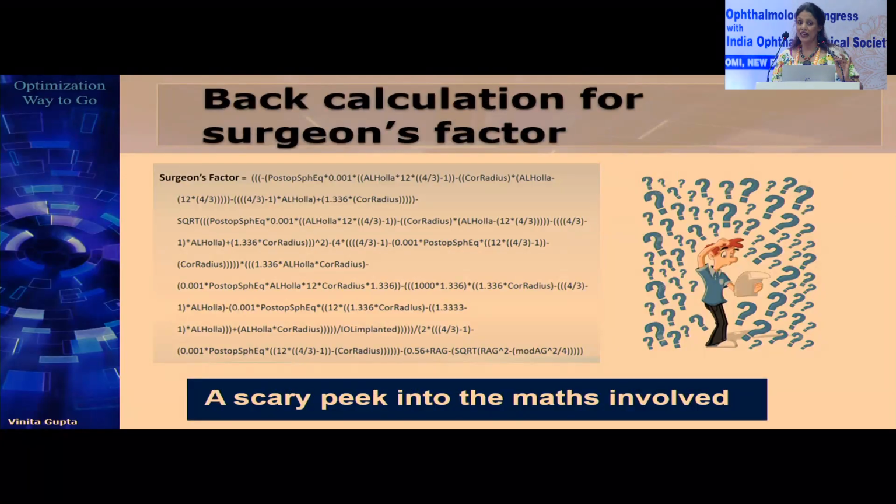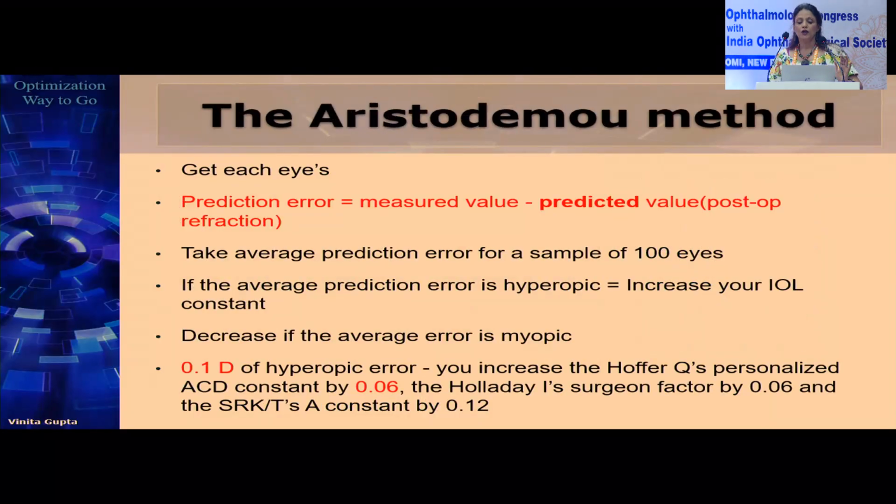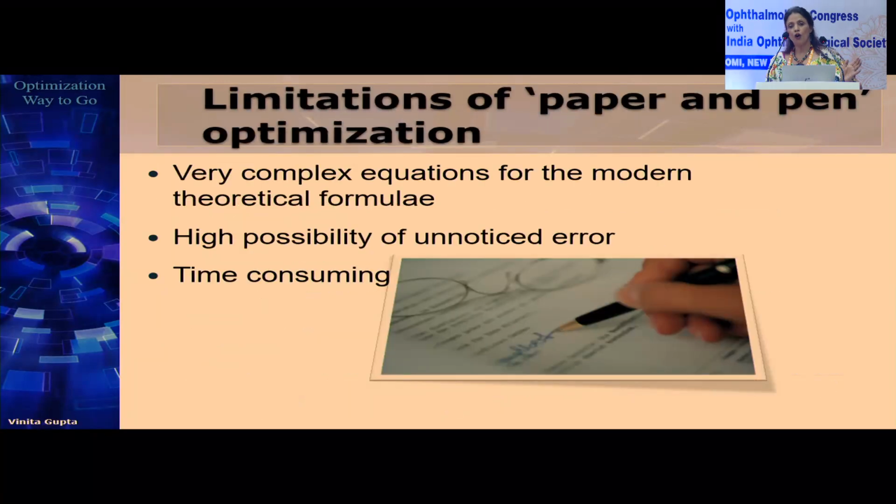But if you start doing these back calculations for the surgeon factor or these A constants, it is very complex mathematics. There is also another method described, the Aristotelian method, where the predicted error is given as the measured value minus the predicted post-operative refractive error. And for this, you need a sample of at least 100 eyes. So all these require a lot of paper and pen optimization, which is time-consuming, and besides this, lots of human errors can arise.